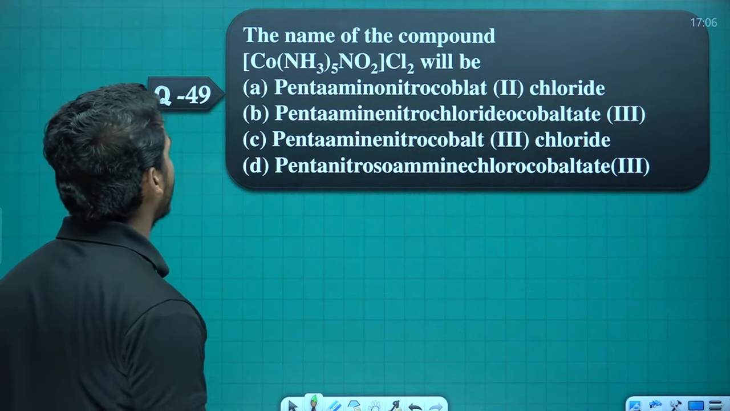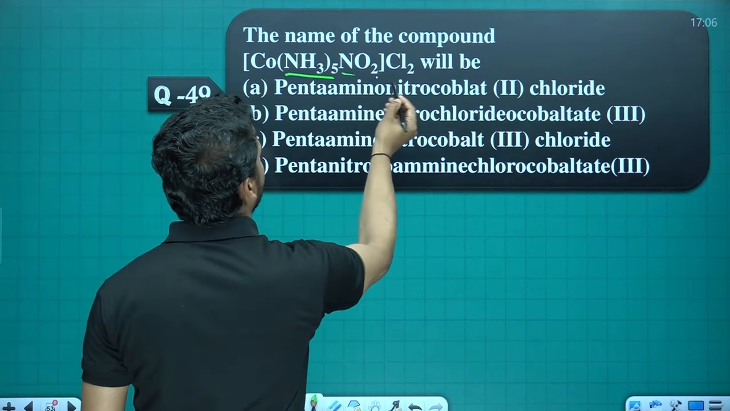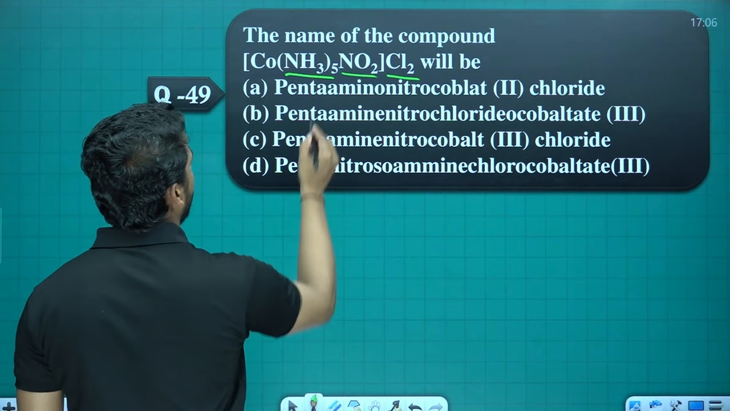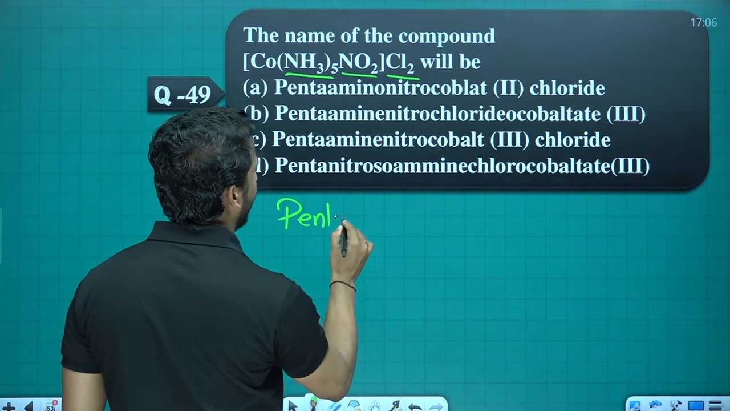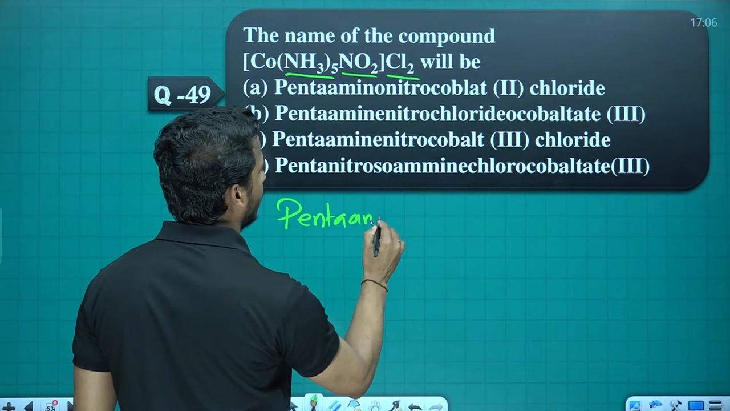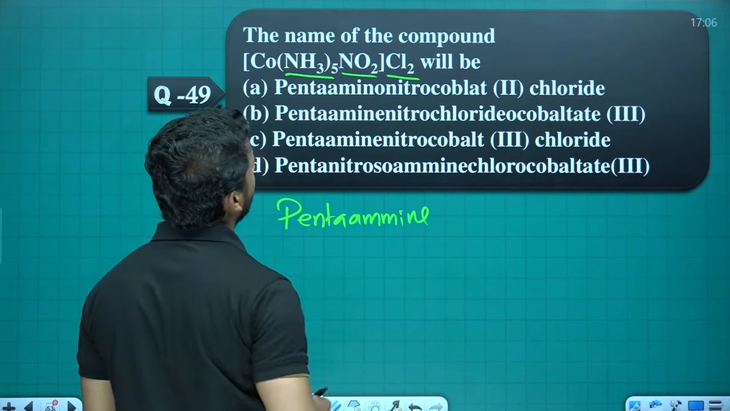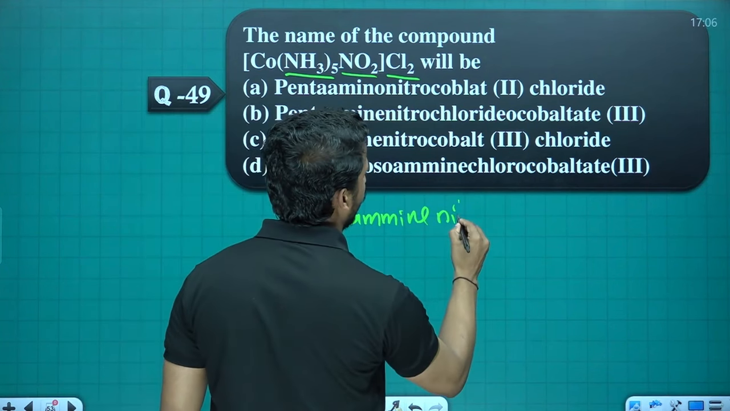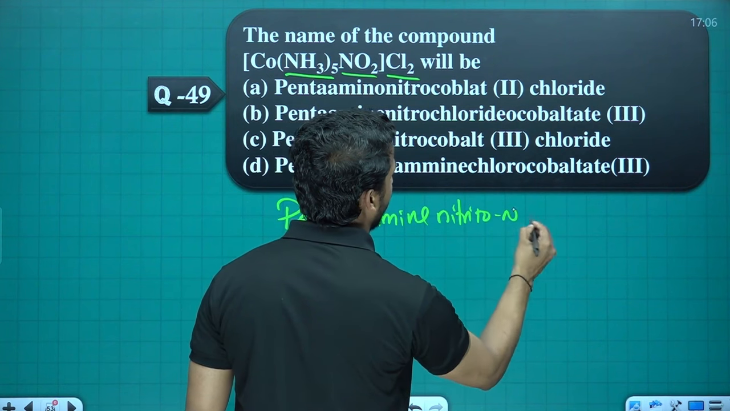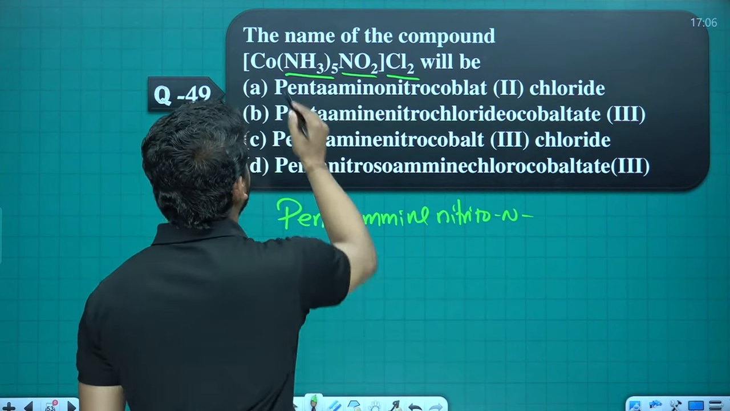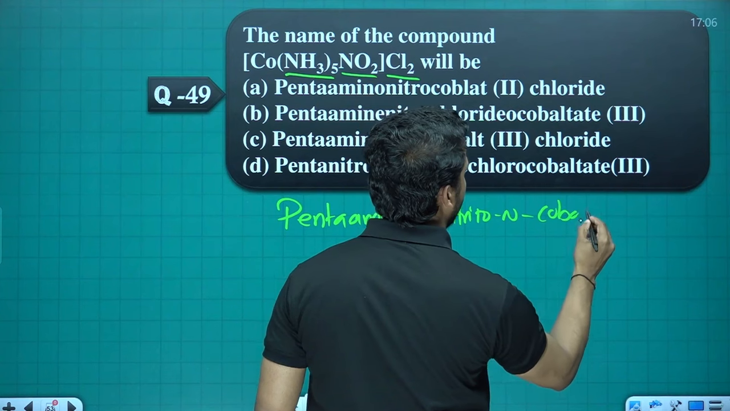Now, the name of the compound is: ammine is there, nitrito is there, chlorine is there. Okay, let's start. Pentaammine, right? Total 5 ammines are there. Pentaammine, and nitrito. What is NO2? Nitrito-N or nitrito or nitro. Then who is the metal? Cobalt is the metal. Cobalt.